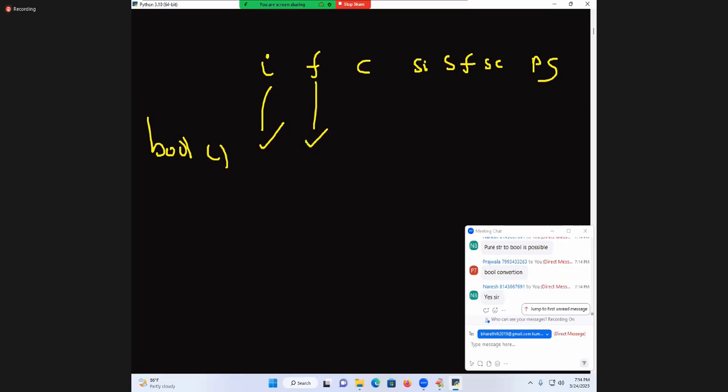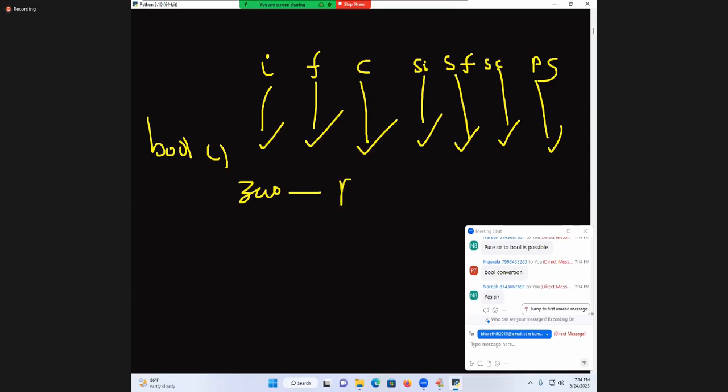So what is this now? Bool of which data? Int data, float data, complex data, STR int, STR float, STR complex, pure STR. Come on. Possible or not possible? Next. Next. Next. Everything is possible. 0 size, 0 value: False.